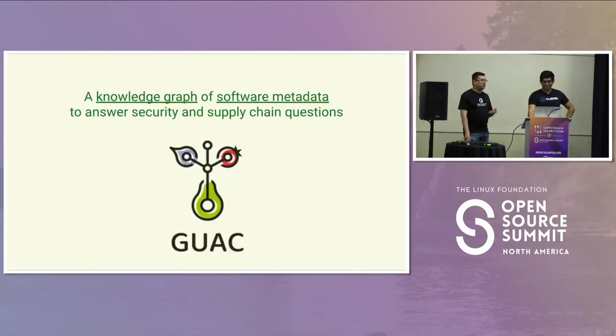So basically, GUAC is first a knowledge graph of software metadata, so starting from the SBOMs, from SLSA attestations, from all of these artifacts, you can build a knowledge graph about everything that you have in your supply chain, and then you can query it, you can build integrations on top of that, you can expand and answer any questions about supply chain and security.